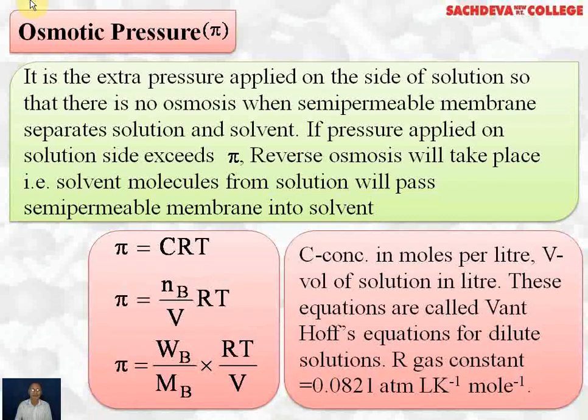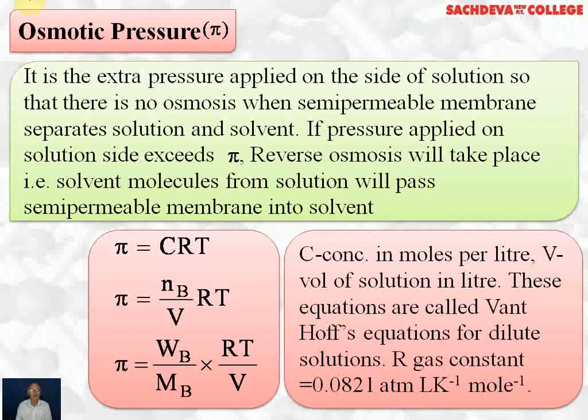Now these are the formula related to osmotic pressure. Pi is equal to CRT. C is molarity, that is in moles per liter. R is gas constant. Now here gas constant and solution constant are same because dilute solution behaves like a gas. Reason is that the intermolecular force of attraction in gases are very less. In the same way, in dilute solution, the force of attraction between particles of solute and solvent are very less. T is temperature in Kelvin.